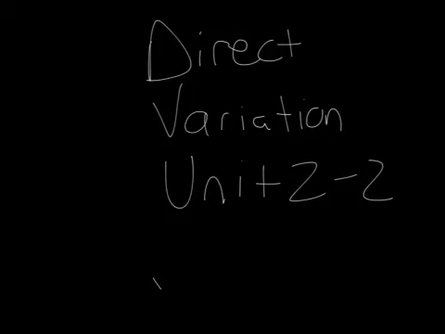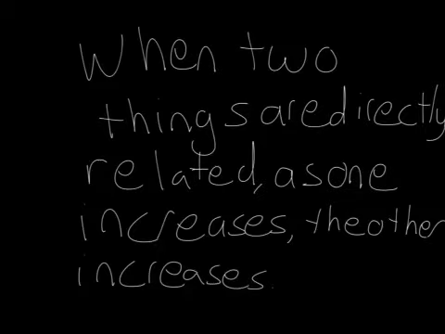Hello class. Today we're going to be looking at Unit 2-2, which is about direct variation. So direct variation is a condition that two things exist in when they are directly related. In other words, as one thing increases, the other is going to increase as well.